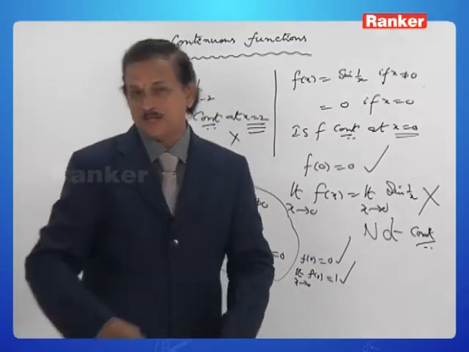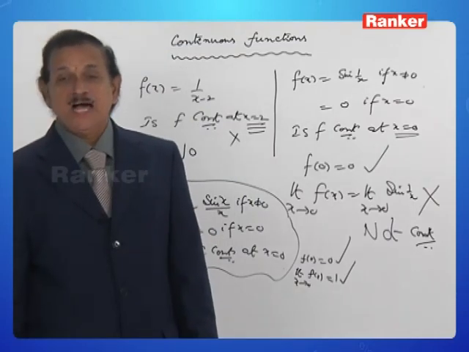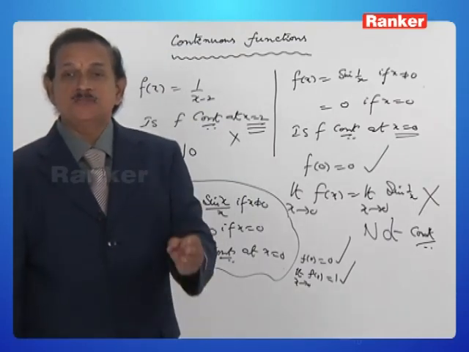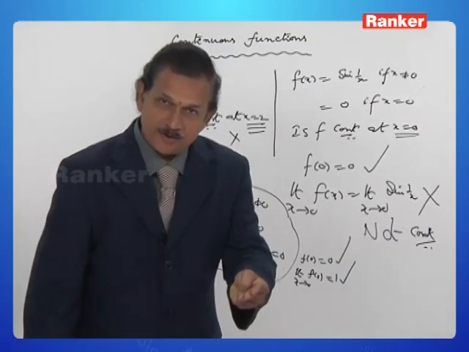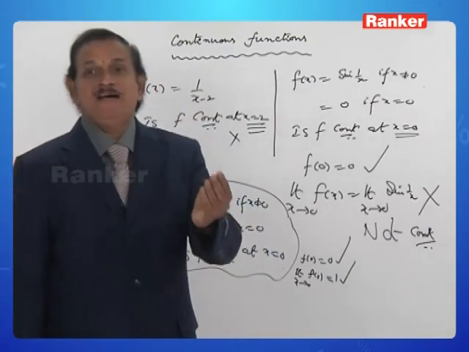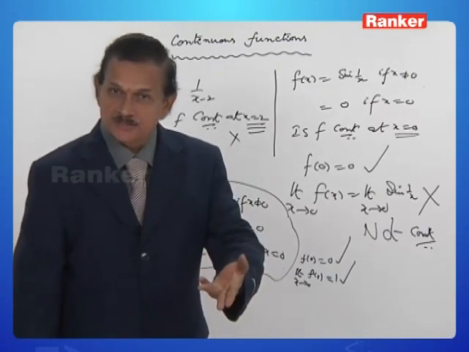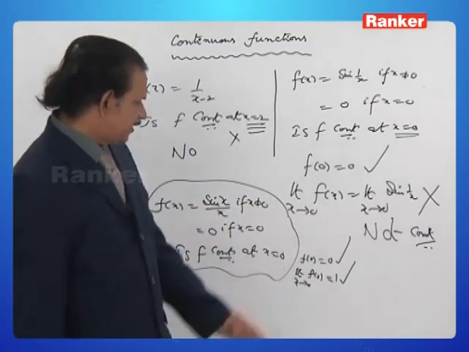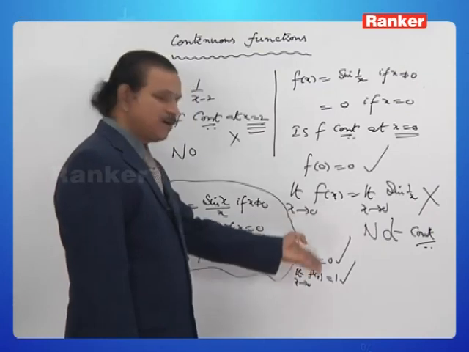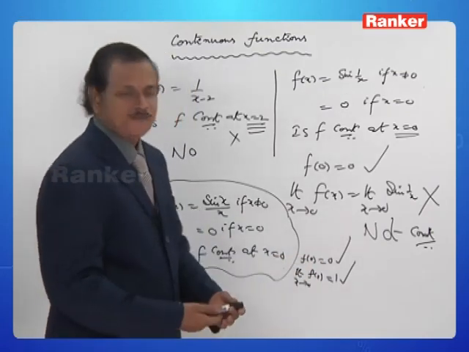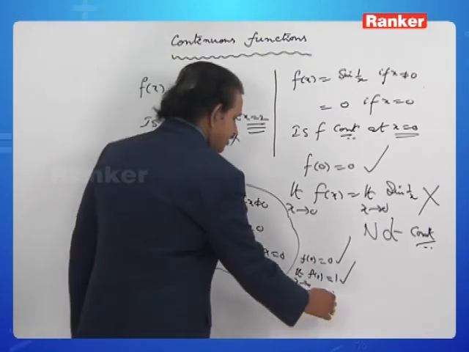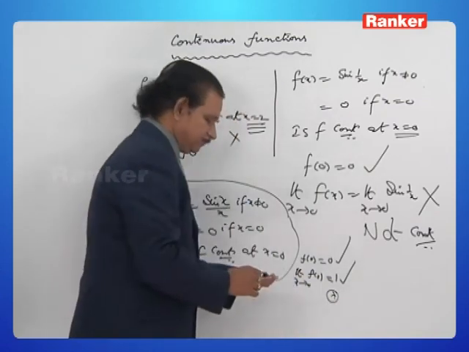What about the third one? The value of f(a) obtained in the first condition and the value of the limit obtained in the second condition must be equal. Are they equal? This is 0 and this is 1. They are not equal. Therefore, the third condition fails here.